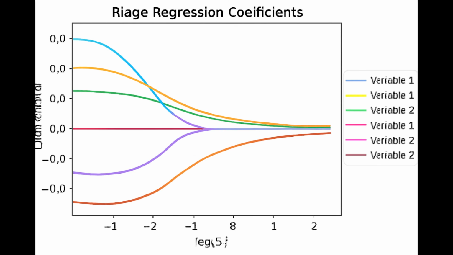In summary, we have explored how to analyze multicollinearity using R and resolve it through ridge regression.